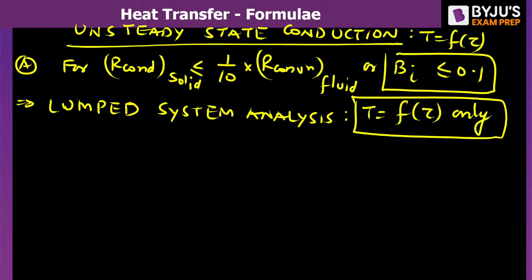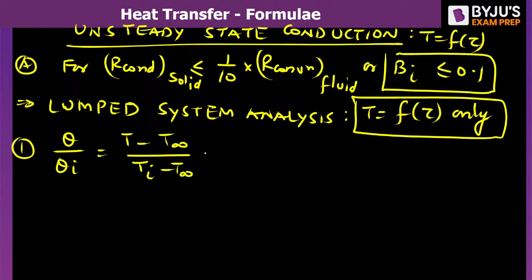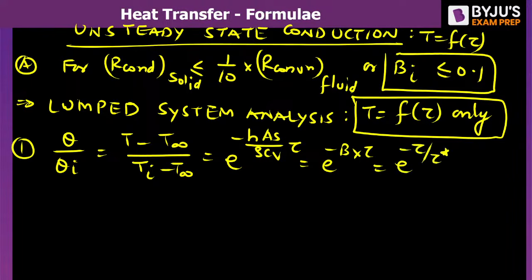So the first formula can be written as theta upon theta i is equal to T minus T infinity upon Ti minus T infinity is equal to e to the power minus hAs upon rho CV into tau. That is e to the power minus B into tau, or we can write e to the power minus tau upon tau star, or e to the power minus Biot number into Fourier number. The temperature profile is exponential.